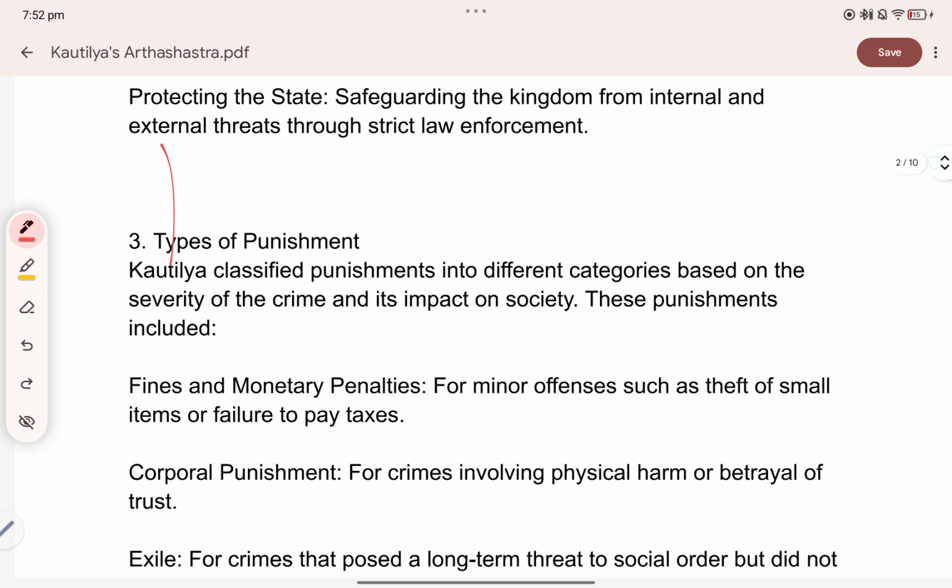What else? Protecting the state. He's safeguarding the kingdom from internal and external threats through strict law enforcement. What are the types of punishment he gave?